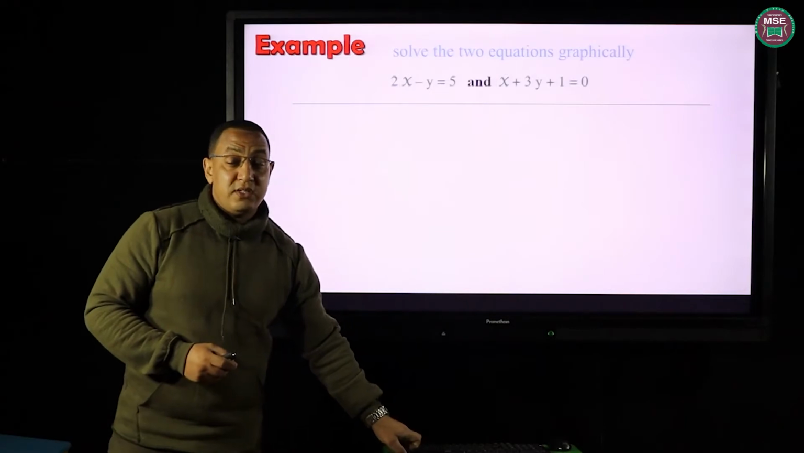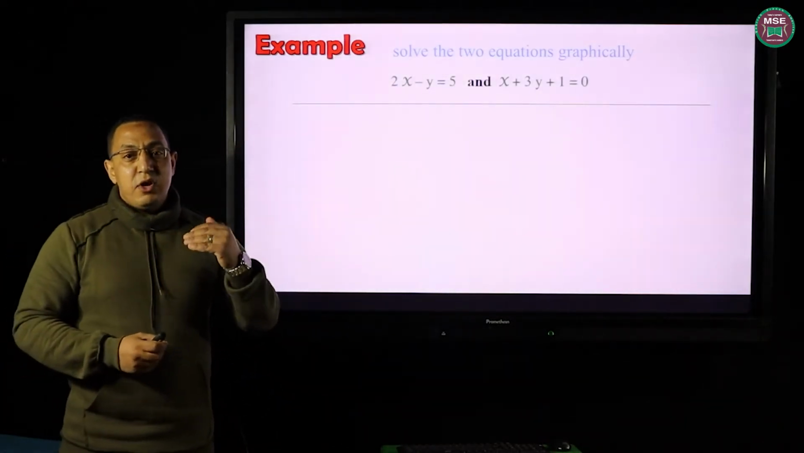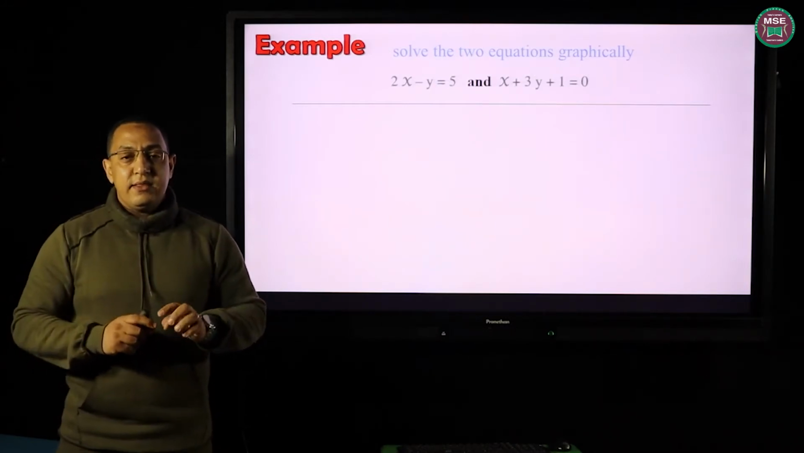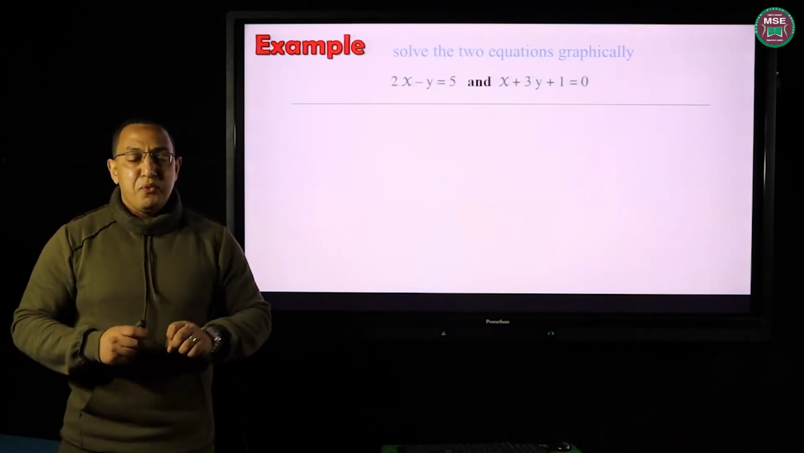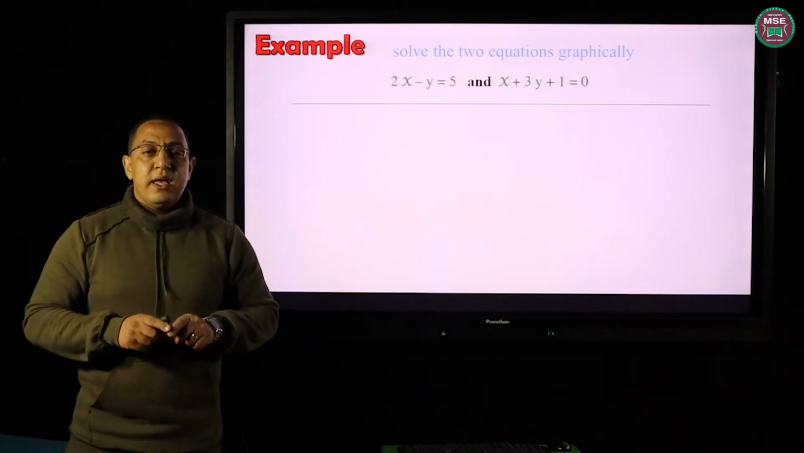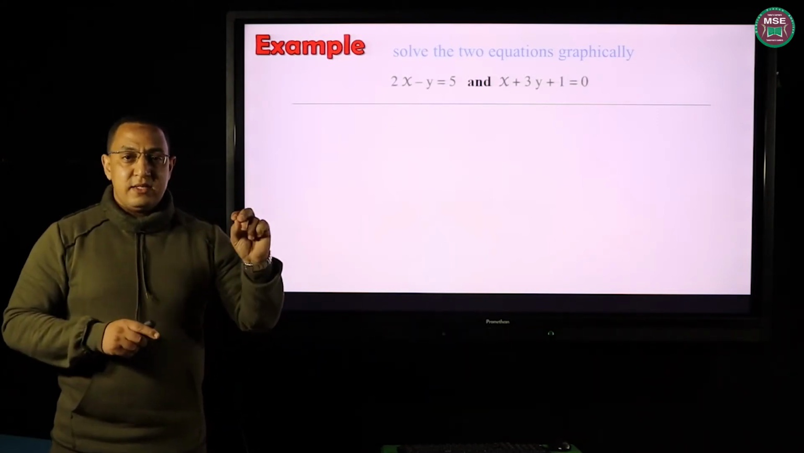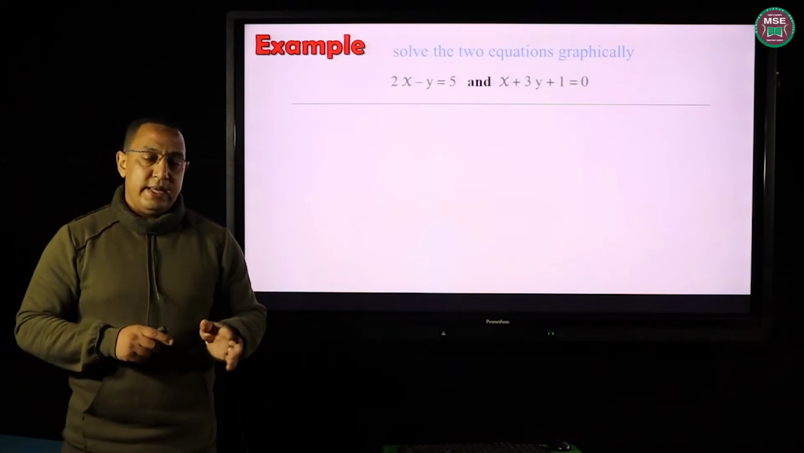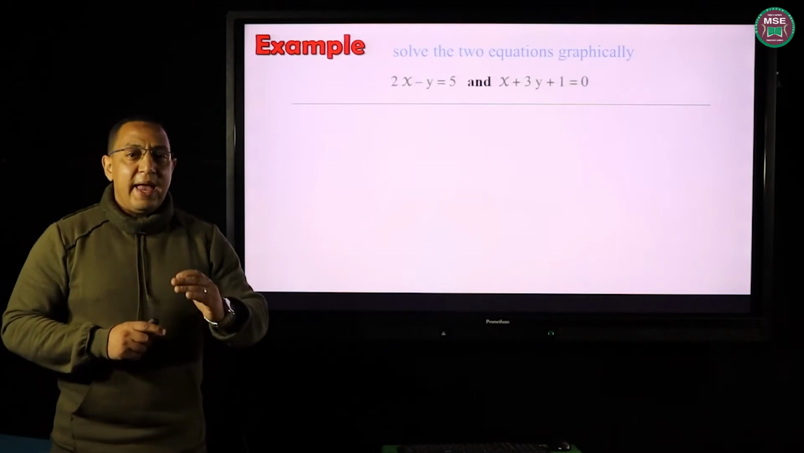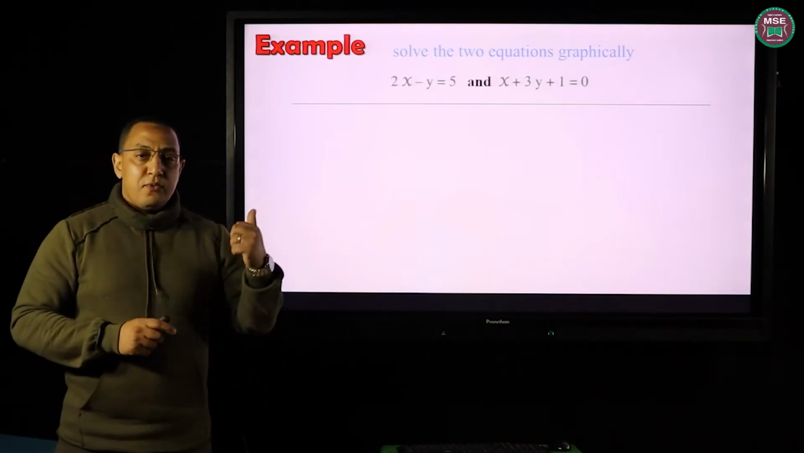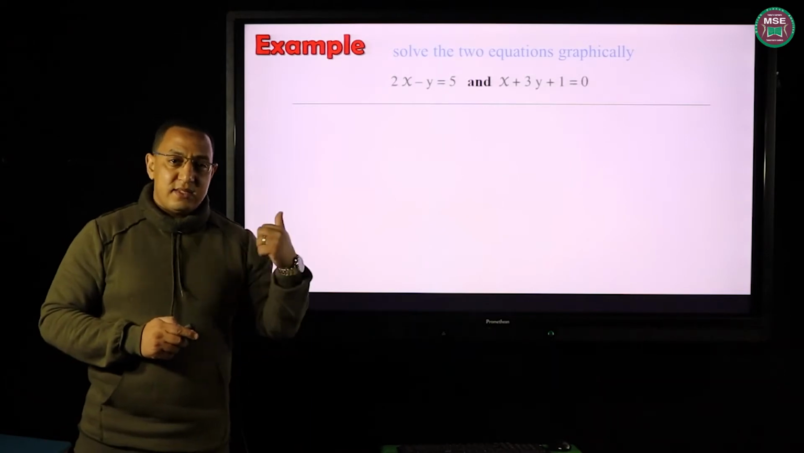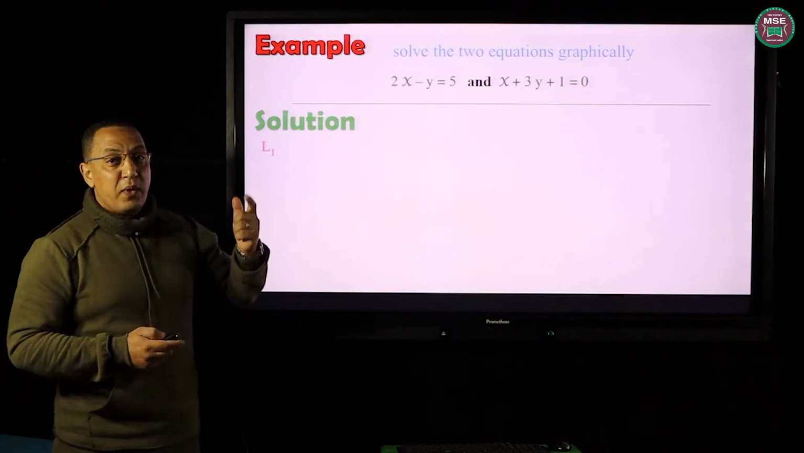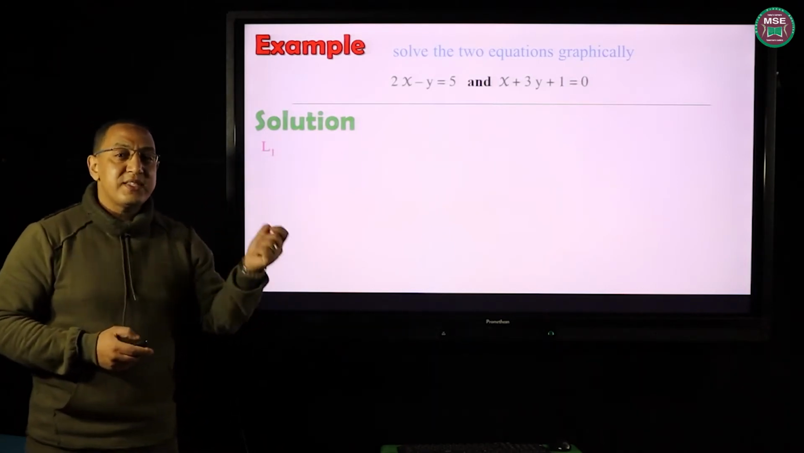To solve the two equations graphically, we have learned in the first term how to represent a straight line in the graph, by forming a table for this equation and putting in place of x three numbers, whatever, 0, 1 and 2, and then finding the value of y from the equation and then representing them. Let's see this one. First, I'm going to call the first equation L1 because this is the first line.